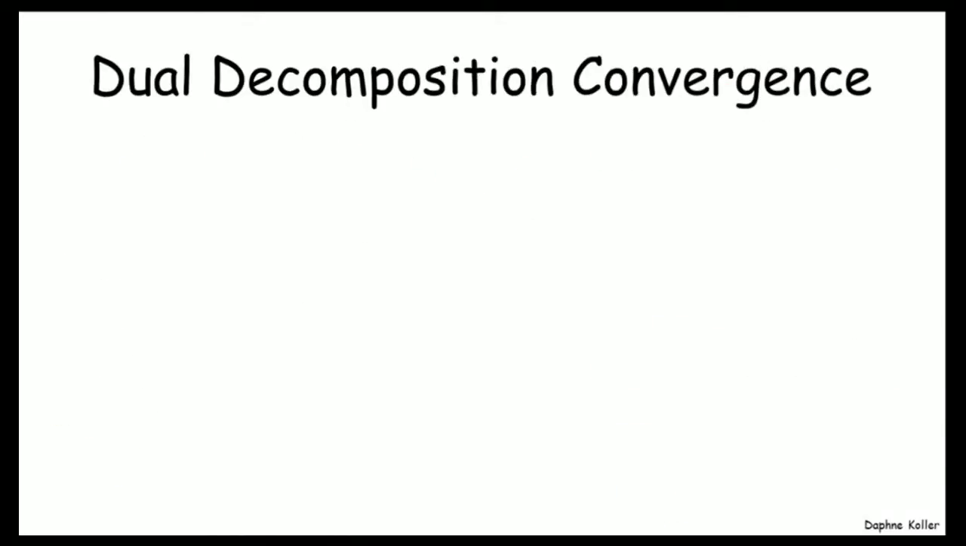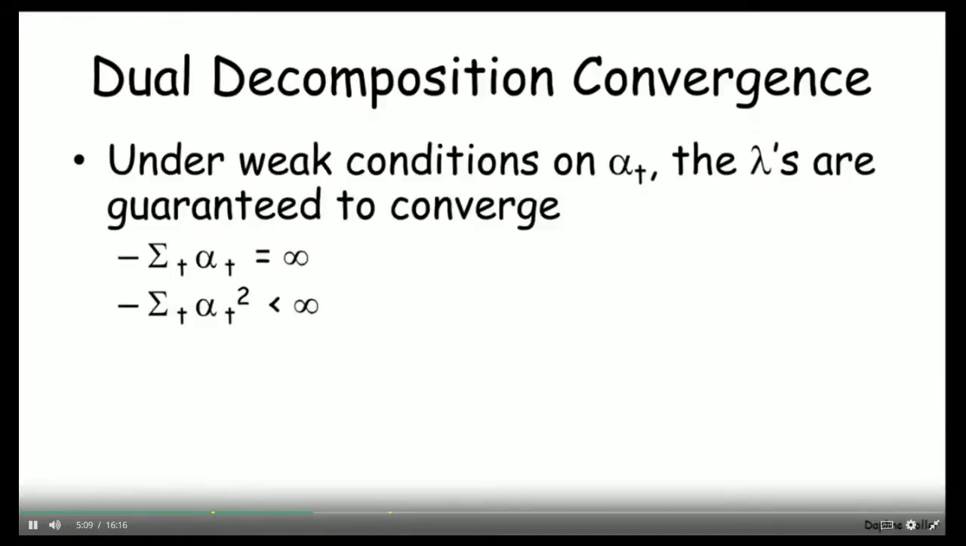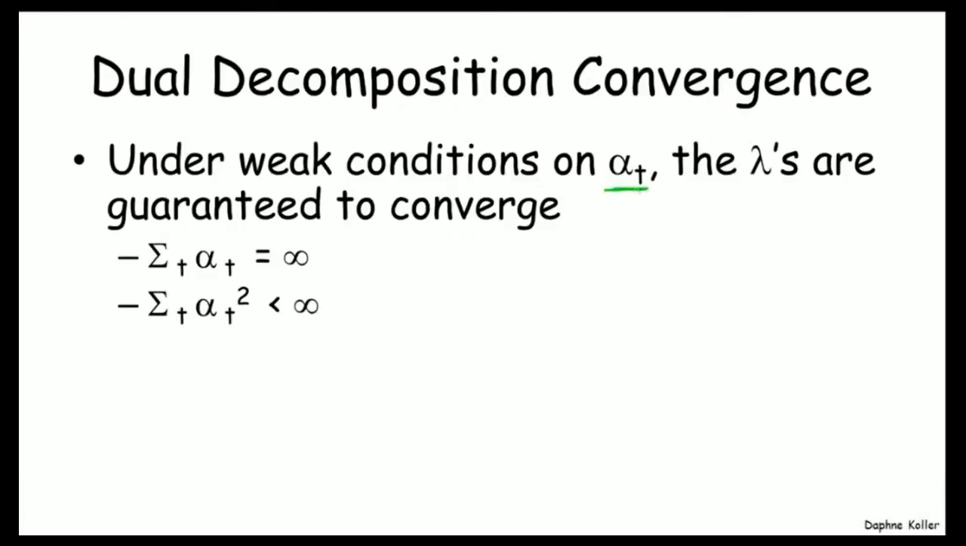So what happens as we continue doing these iterations over time? Well, one can show that under fairly weak conditions on these parameters alpha t, the lambdas are guaranteed to converge. What are these conditions? The alphas need to be big enough so that they make a difference, so that if we sum up all of the alpha t's for all t, we end up with a diverging sequence that sums to infinity. On the other hand, they need to be small enough so that we eventually achieve convergence, and that is obtained by this second condition on the summation over here.